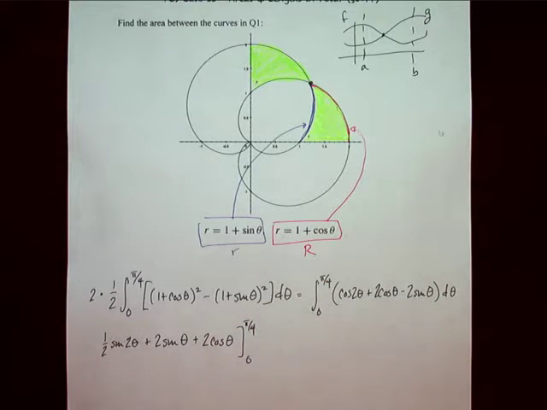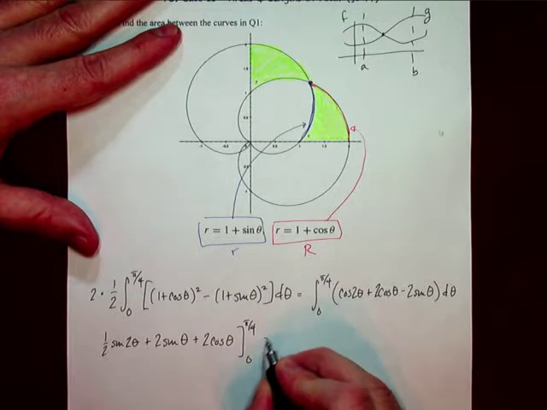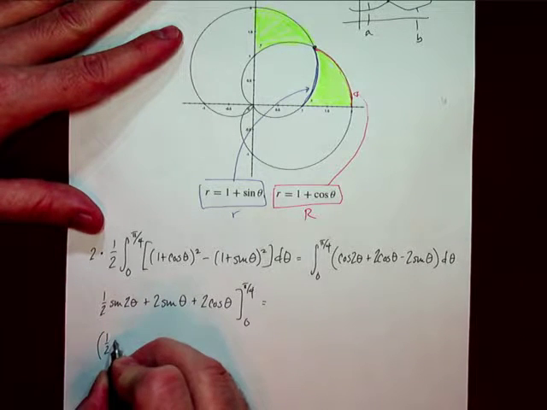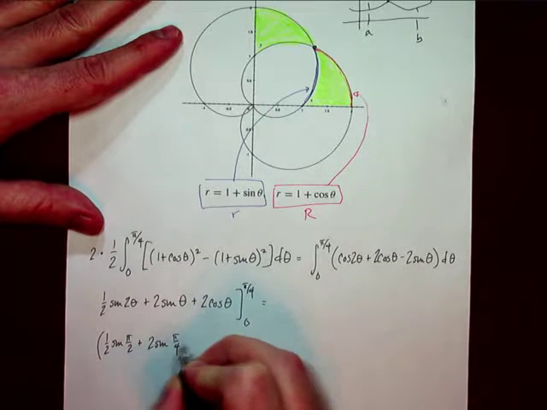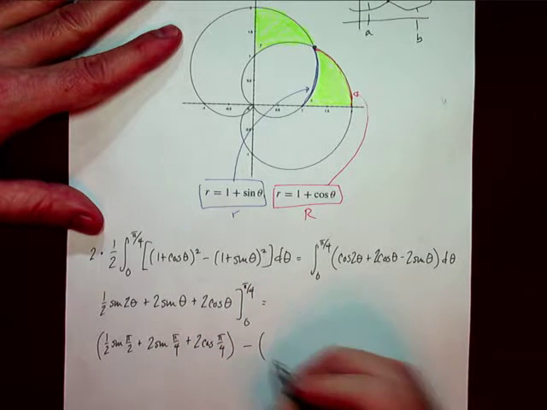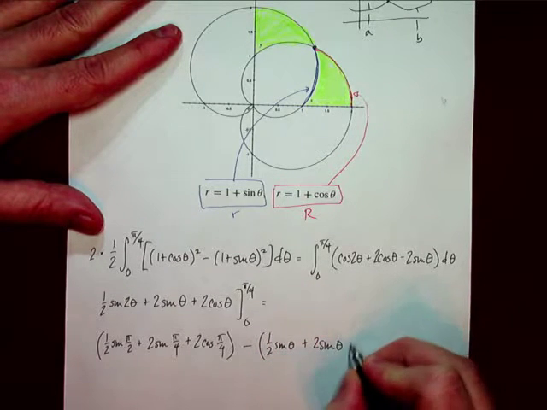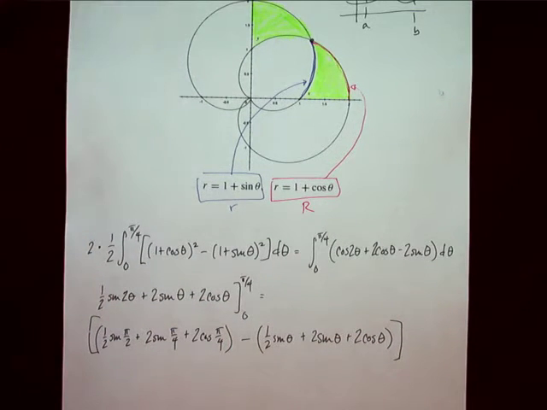Now, it's not pi over 2 to pi. It's not 0 to pi over 2. You got this pi over 4, so it's not going to be quite as tidy as the last one. But you're still going to get recognizable values that you should know how to deal with. Okay, and so you're going to get 1/2 sine of pi over 2, 2 sine of pi over 4, plus 2 cosine pi over 4. Yep, that's where the radicals are going to come in. And then 1/2 sine of 0 plus 2 sine of 0 plus 2 cosine of 0. And that right there is your big F of B minus big F of A.